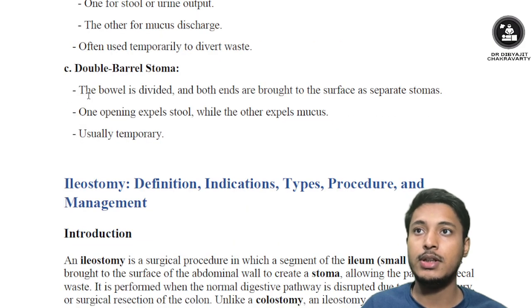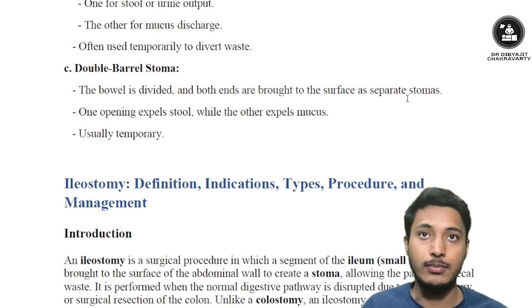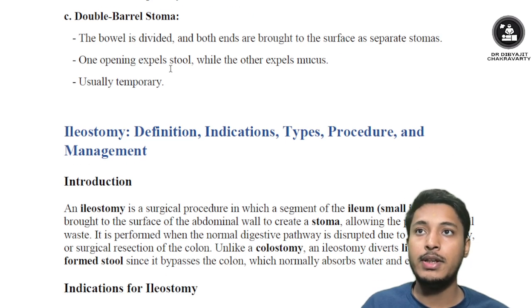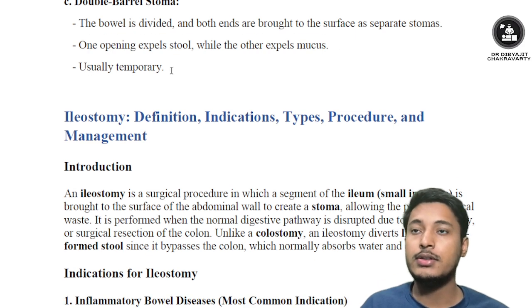Double barrel stoma. The bowel is divided and both ends are brought to the surface as separate stomas with intervening skin, normal skin in between. One opening expels stools while the other acts as a mucus fistula, which is usually temporary.